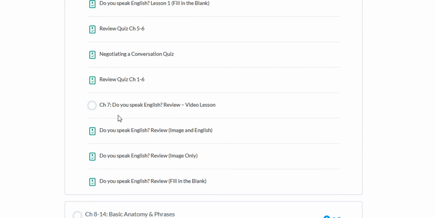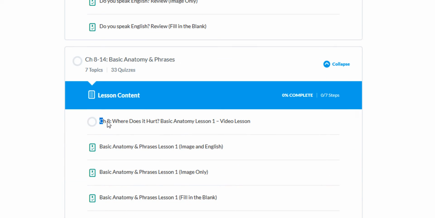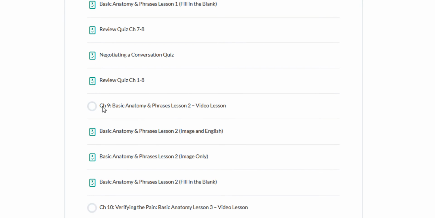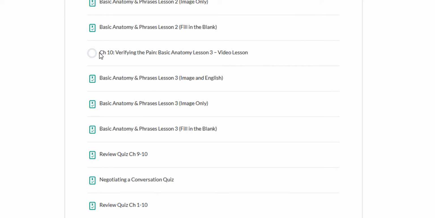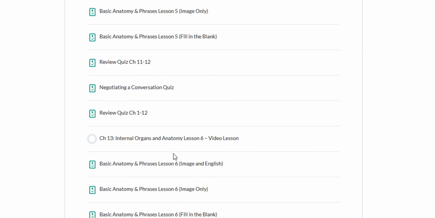Chapter 7 is Do You Speak English, as well as a review of that and some other lessons. Chapter 8, Where Does It Hurt? Chapter 9, Basic Anatomy and Phrases. Chapter 10 is Verifying the Pain. Chapter 11 is Spanish Numbers. Chapter 12 is What Type of Pain Do You Have? As well as you'll learn some anatomy.